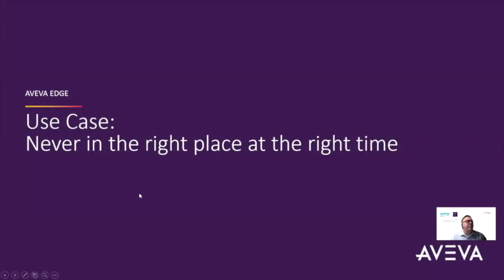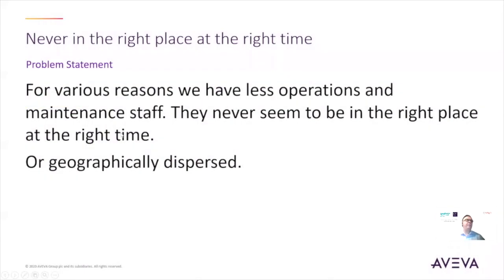The next use case that we hear a lot about is we're never in the right place at the right time. So for various reasons, we have less operations staff, maintenance staff, and they never seem to be in the right place at the right time, or they're geographically dispersed. So one of the things that I hear is, for example, 15, 20 years ago, it wasn't uncommon that if you had 10 different machines, you had 10 different operators, one for one relationship.